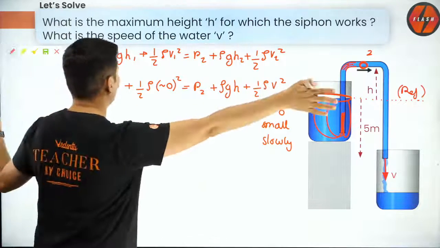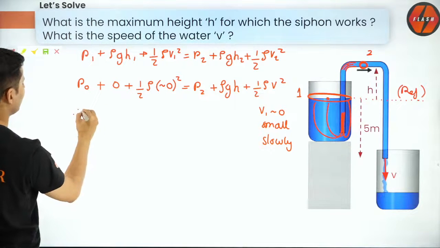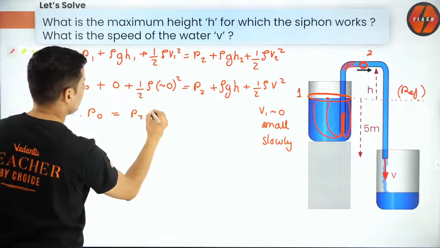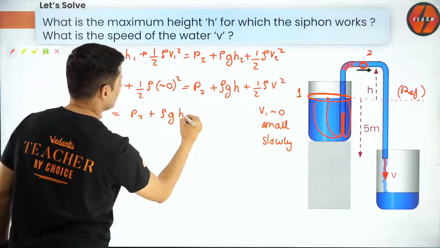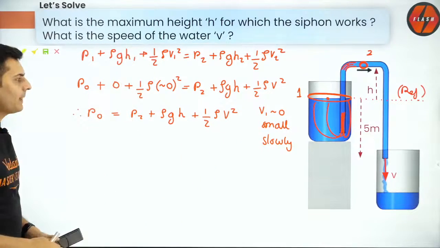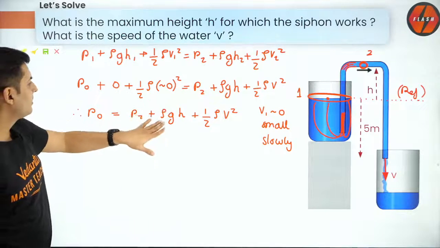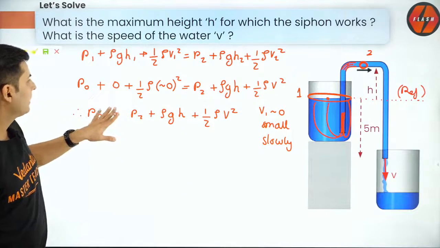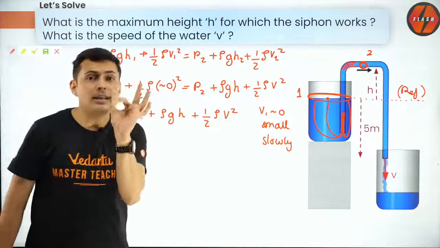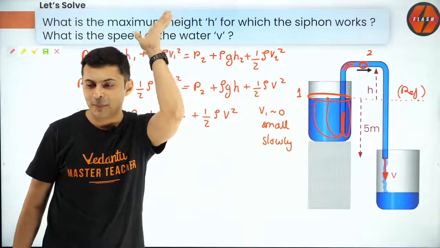Now, here at least I got P naught is equal to P2 plus rho g h plus half rho v square, isn't it? Now, rho has not actually cancelled, guys, my bad, it is still there, at least in these two terms.